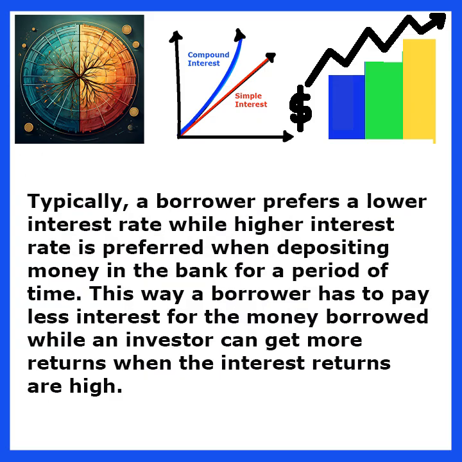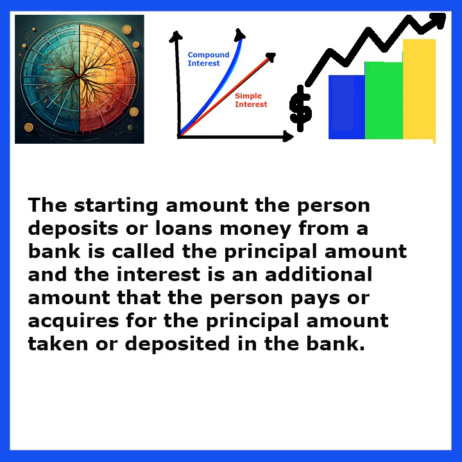Typically, a borrower prefers a lower interest rate while a higher interest rate is preferred when depositing money in the bank for a period of time. This way a borrower has to pay less interest for the money borrowed while an investor can get more returns when the interest returns are high. The starting amount the person deposits or loans money from a bank is called the principal amount, and the interest is an additional amount that the person pays or acquires for the principal amount taken or deposited in the bank.